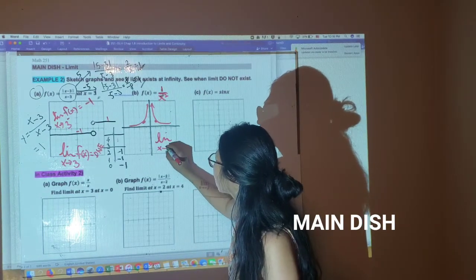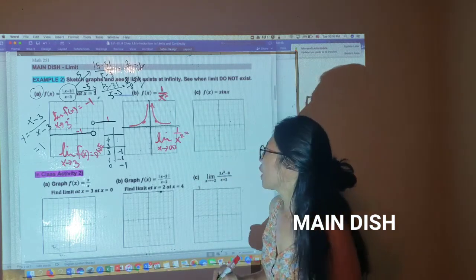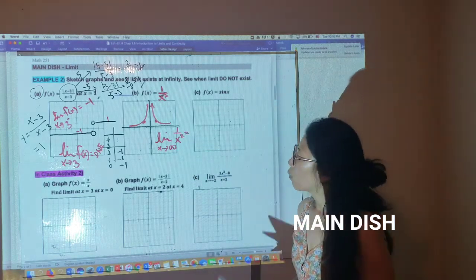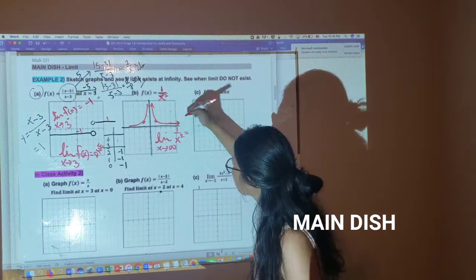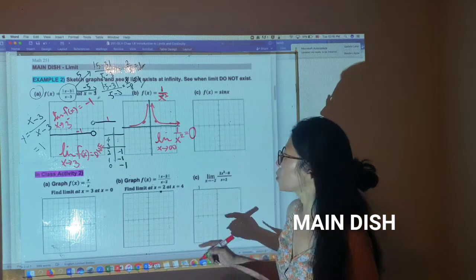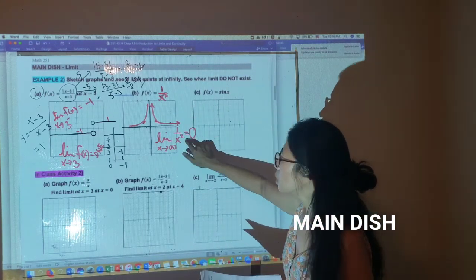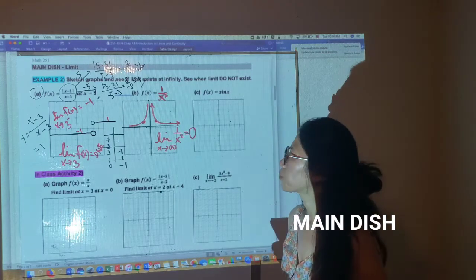So, the limit as x goes to infinity of 1 over x squared. Do I have a limit? I want you to think about that. In this case, yes, I do have a limit, which is 0. As you see, my graph is following the x-axis, so the limit exists, and it is 0.